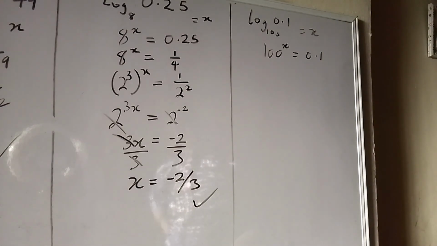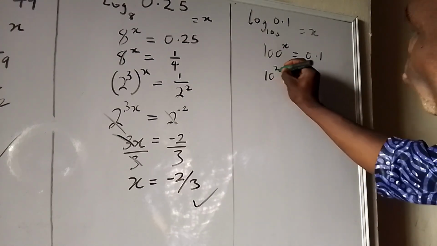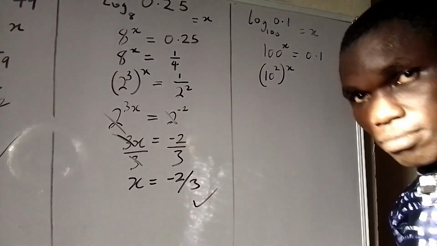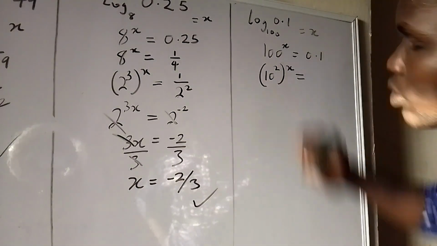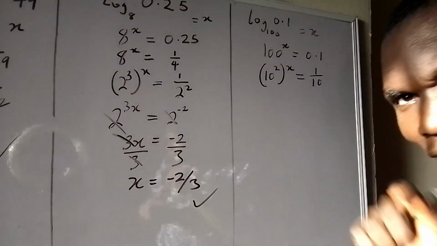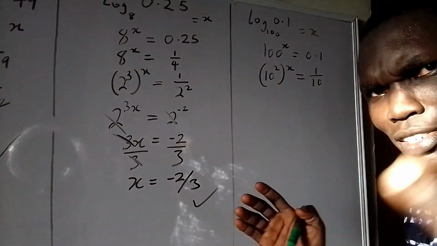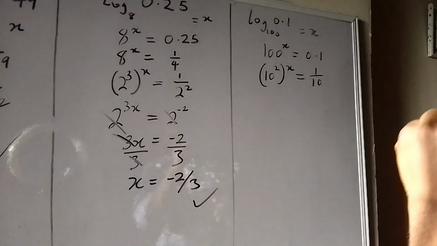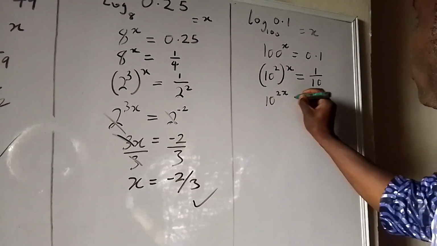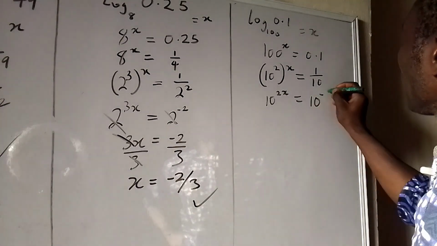So this is the same as 10 raised to power 2, all to power x, is equal to 0.1, which is 1 over 10. You see, I am arriving at something. I just want to have the same thing. You get it? So now this is what? 10 raised to power 2x is equal to 10 raised to power minus 1.